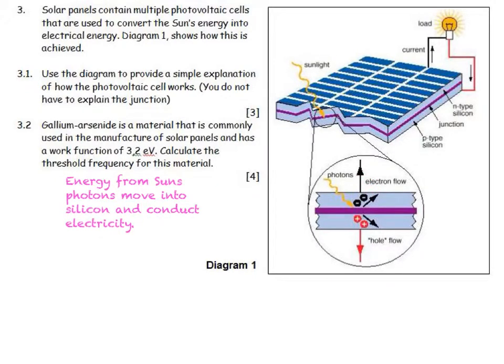So where did your marks come from? You needed energy from photons that then, oh, sorry, I haven't written there, dislodge electrons. I've left that out: dislodge electrons.